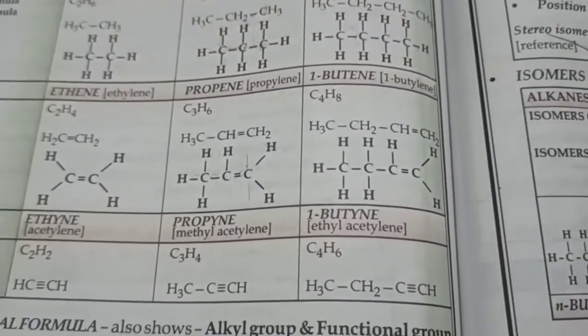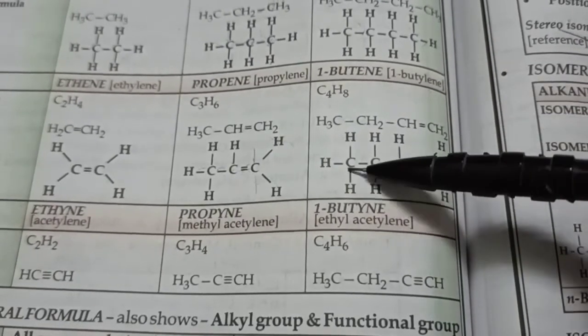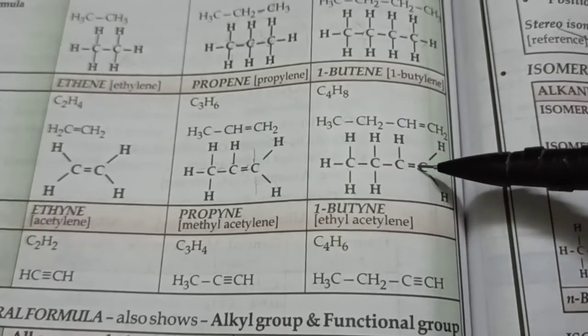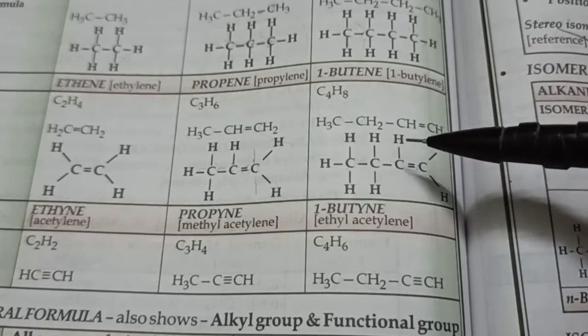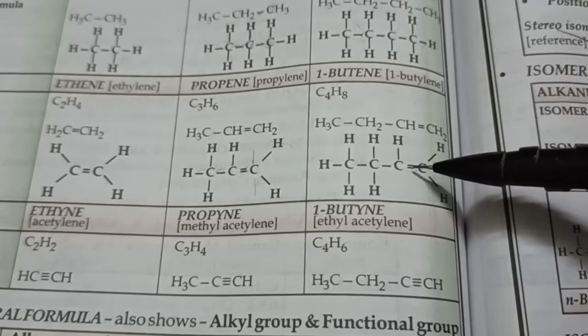Next we have butene. Common name is butylene. So we have carbon, carbon, carbon, carbon, 4 carbon atoms. Everywhere single bond, but we need a double bond. That's why it's called ene, because it has 1 double bond. Can it have 2 double bonds? Yes, but such compounds are not in our syllabus. So let's stick to just 1 double bond.